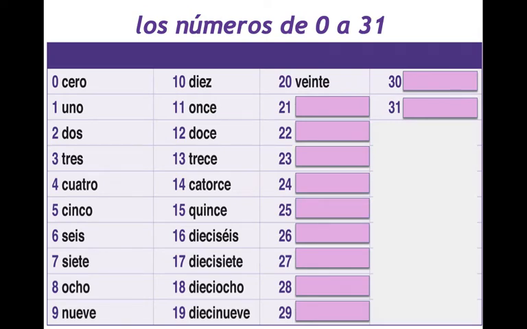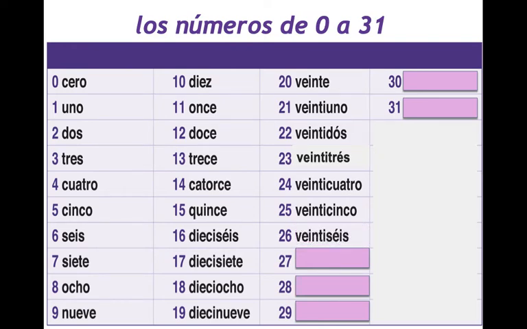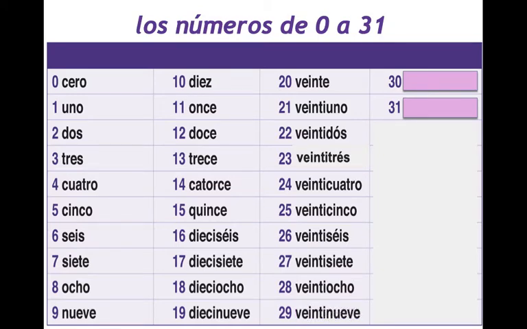20. 21 is, 21, the contracted way. Chop off the E, add the I. Go ahead, continue. 22. 22, notice the accent. 23. 23, notice the accent. Continue now. 24, 25, 26, 27, 28, 29. ¿Cómo se dice 30? 30 and 31.